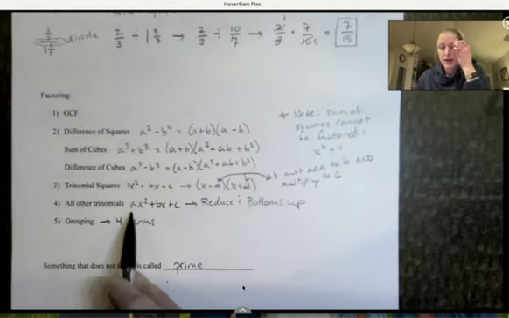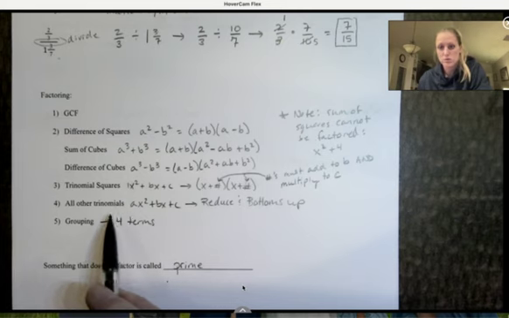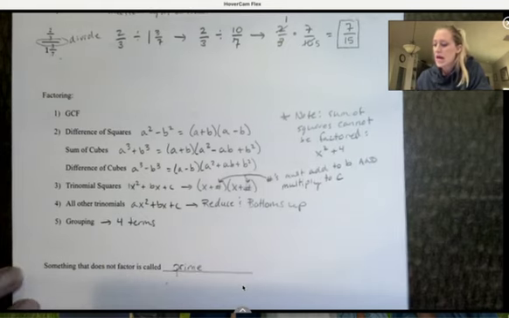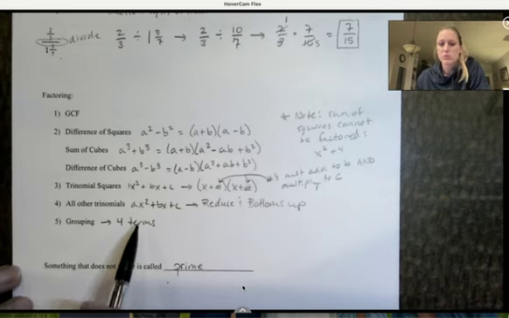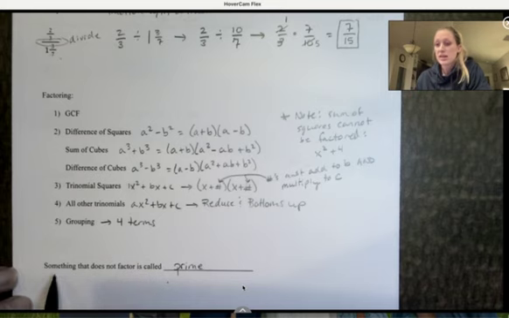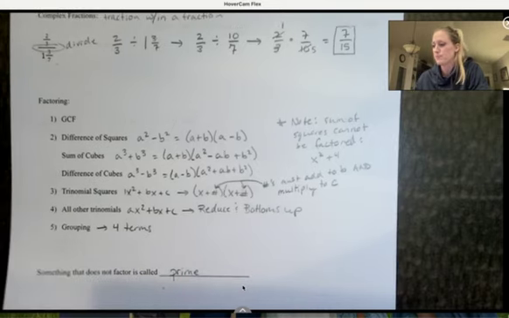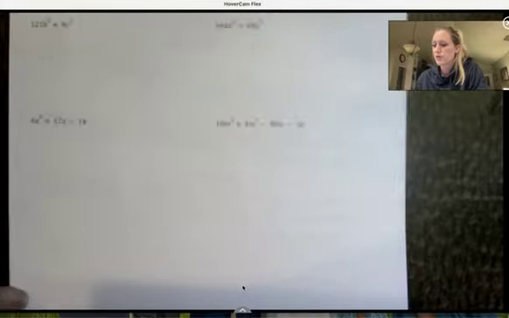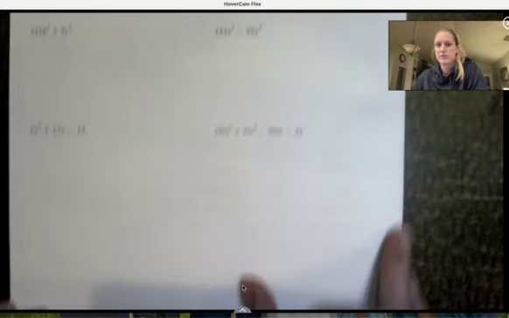If I have something in front of my square term that's not 1, that's where I'm going to do my reduce and bottoms up method. And then grouping is the technique I use when I have 4 terms, and I do 2 terms at a time and factor out the GCF. It is possible that things might not factor, so like this x squared plus 4 doesn't factor. When that happens, we say that it is a prime expression. Okay, so let's look at some review.